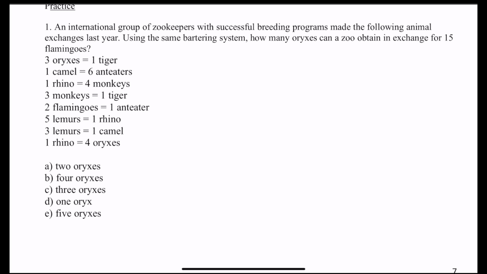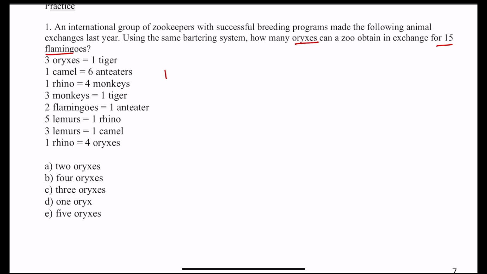An international group of zookeepers with a successful breeding program made the following animal exchange last year. Using the same bartering system, how many oryxes can a zoo obtain in exchange for 15 flamingos? So these are your answer choices. Could it be A, B, C, D, or E? So we have 15 flamingos and we're getting oryxes. I hope I'm pronouncing that right.